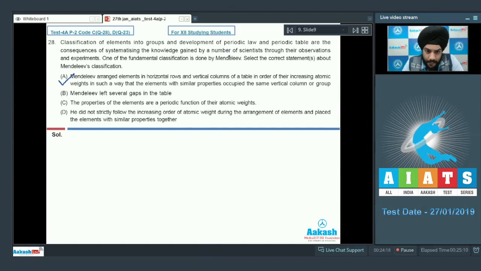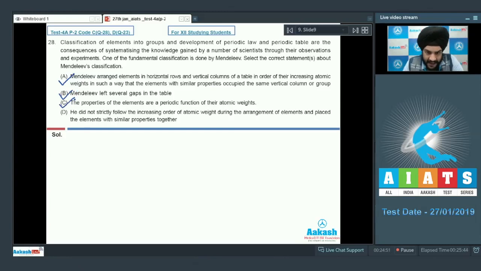If you look at option B now, Mendeleev left several gaps in the table. This is also correct. The examiner seems to be talking about eka silicon and eka aluminium. So statement B is correct. If you look at statement C now, the properties of the elements are a periodic function of the atomic weights. This is correct, students. Mendeleev based his periodic law on the fact that he believed that the properties of elements were a periodic function of their atomic weights.